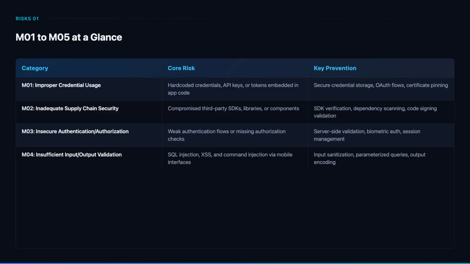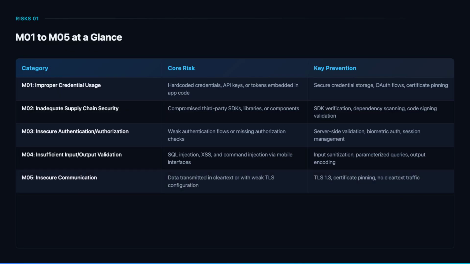M04 Insufficient input and output validation covers injection attacks through mobile app interfaces. This includes SQL injection through local databases, cross-site scripting in web views, and path traversal attacks. Prevention requires strict input sanitization, parameterized queries for local SQLite databases, and proper output encoding in all WebView content.